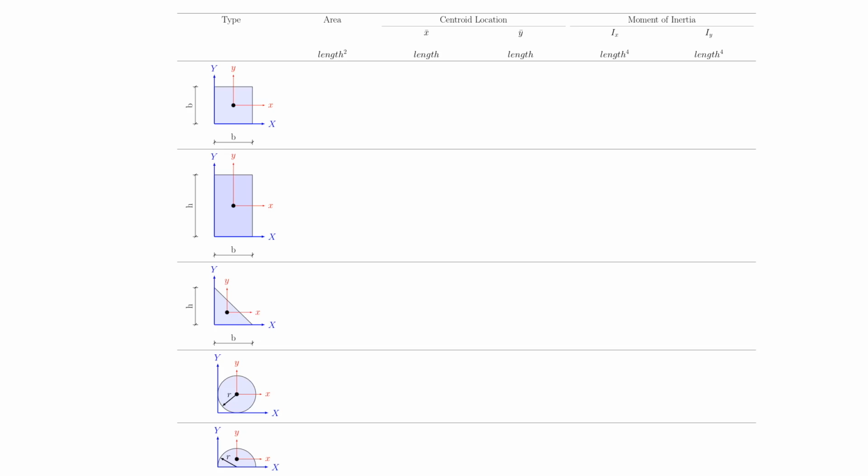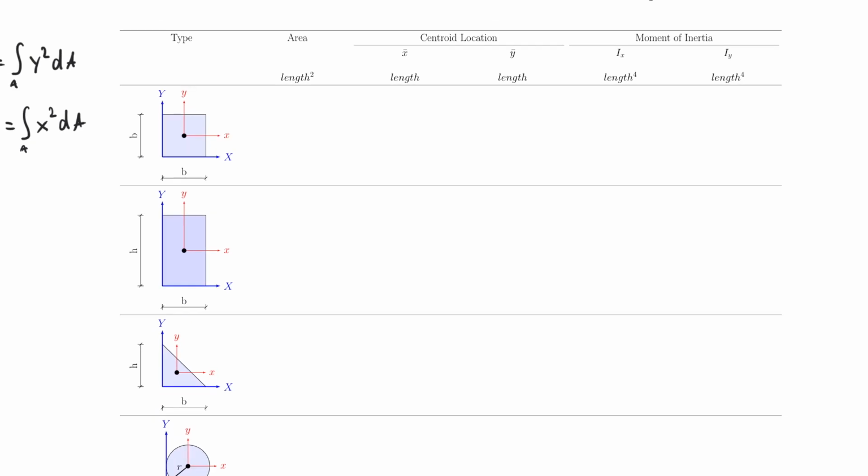Before I get started, let me remind you that Ix was equal to the integral of y squared dA. So that would be our first column there. And I'm just doing this as a reference for myself. And my Iy was equal to the integral of x squared dA. Okay, so now let's start to populate this table.